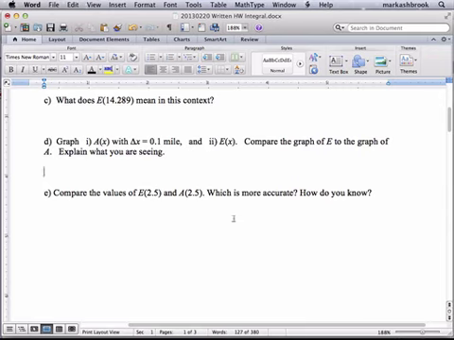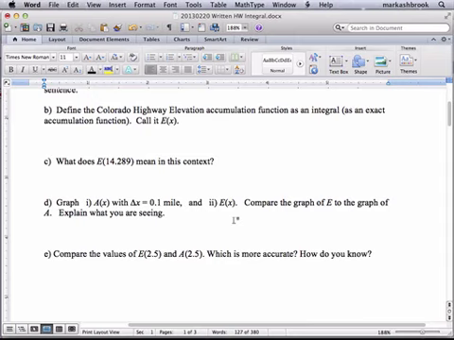Which is more accurate? E, right? Absolutely, E is more accurate. It's because that's based on the integral expression that we wrote. Any questions on number one?